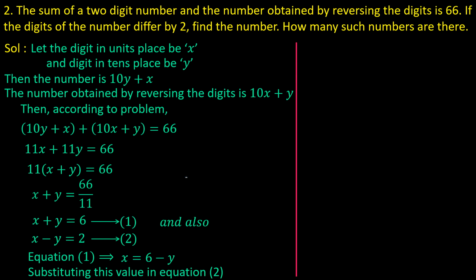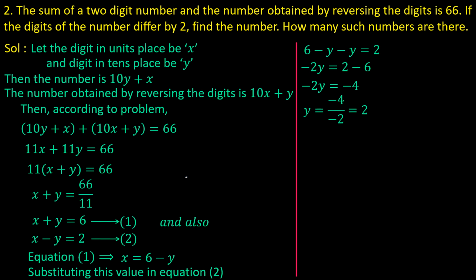In equation 2 we have x minus y equal to 2, and we are substituting x equal to 6 minus y. So 6 minus y minus y equal to 2. That is 6 minus 2y is equal to 2, and minus 2y is equal to 2 minus 6. That is minus 2y is equal to minus 4. And from this we can write y is equal to minus 4 by minus 2, which is equal to 2.